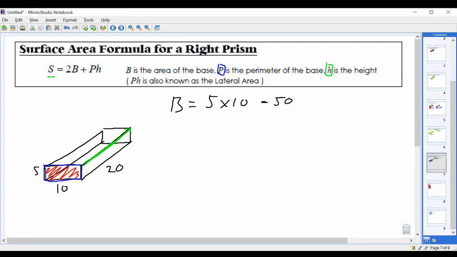P, the perimeter of the base, is the distance all the way around our base shape. So we go 5 plus 10 plus 5 again plus 10 again. So our perimeter P is equal to 5 plus 10 plus 5 plus 10, which equals 30.